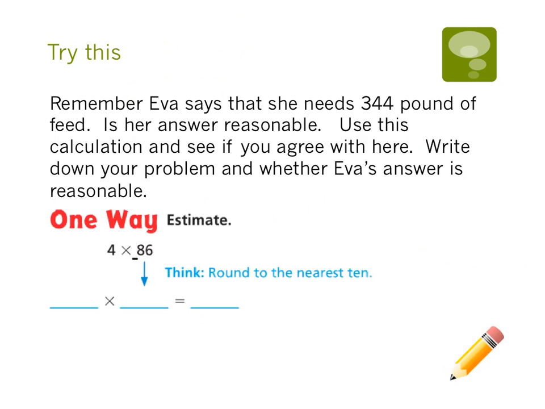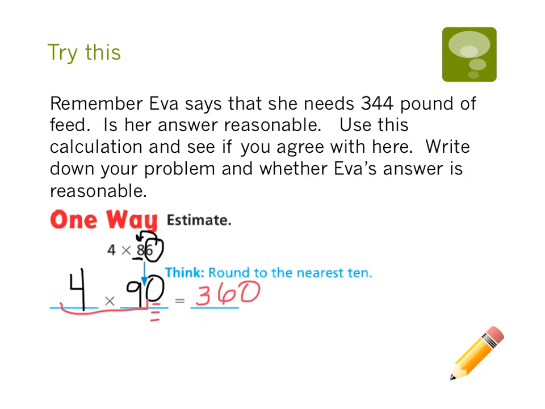Since 86 is a tens digit, I'm going to round to the nearest 10. 6 follows the rule 5 or more raise the score, and I'm going to round 86 to 90. 4 times 90. I find my fact, 4 times 9, which is 36. With a 0 in my factor, I get 360.